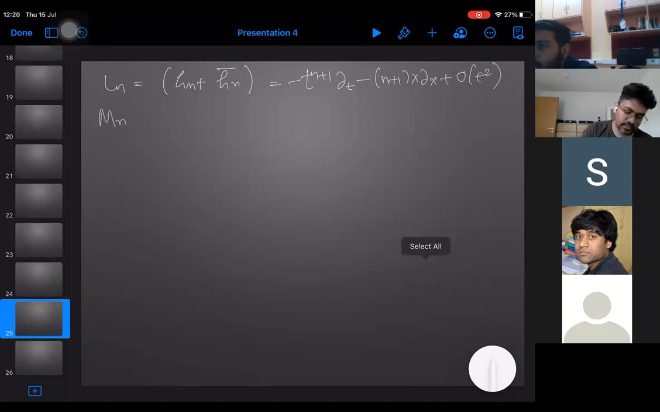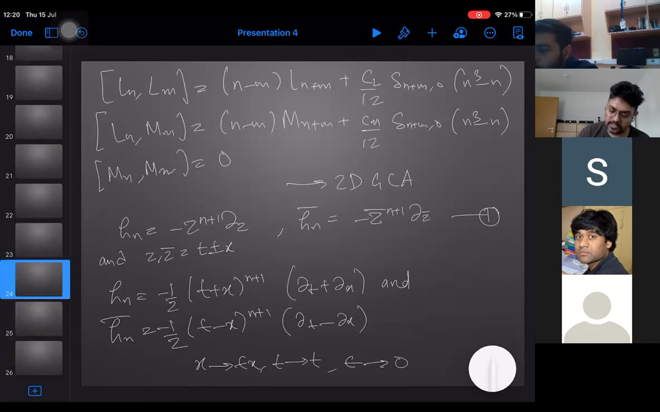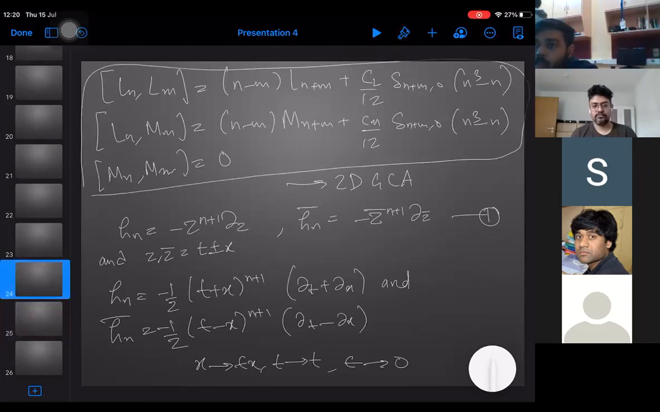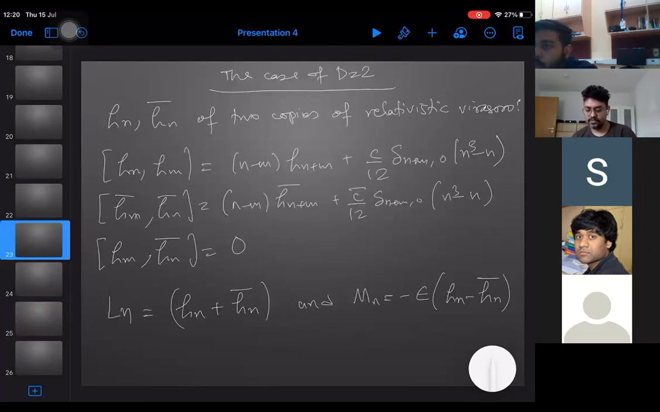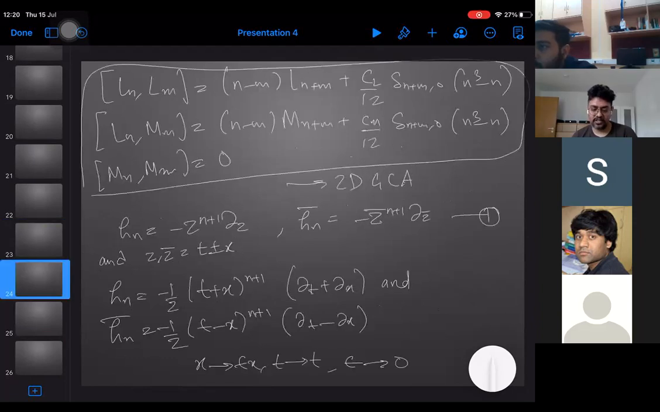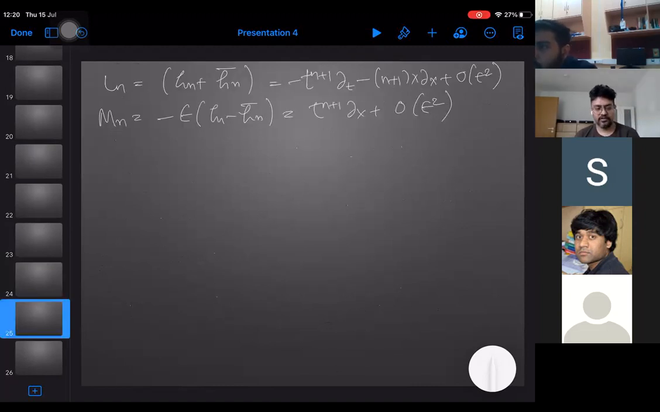Similarly for the M_n, it is t^(n+1) del_x plus O(epsilon squared). In the end, if you try to find the algebra, you get the same thing which you have here. So either you can take the limit directly on the generators, or you can take it on the coordinates. In the end, you will get your 2D GCA from here. Do you have any questions here?